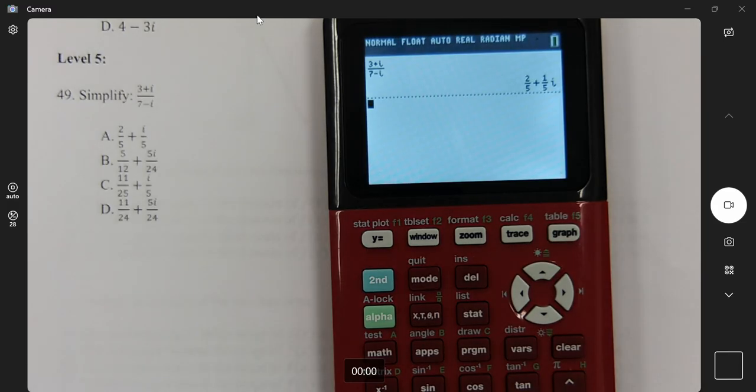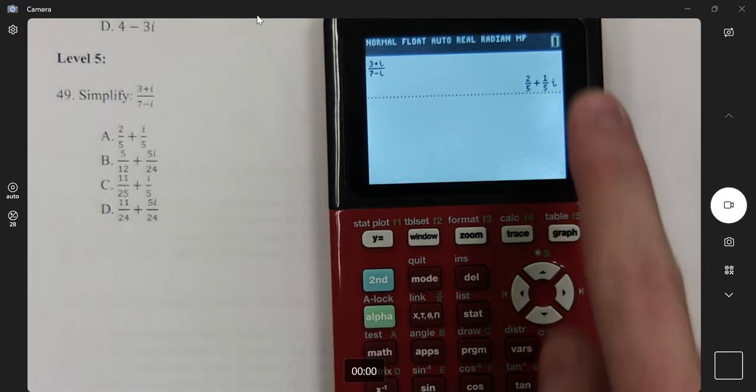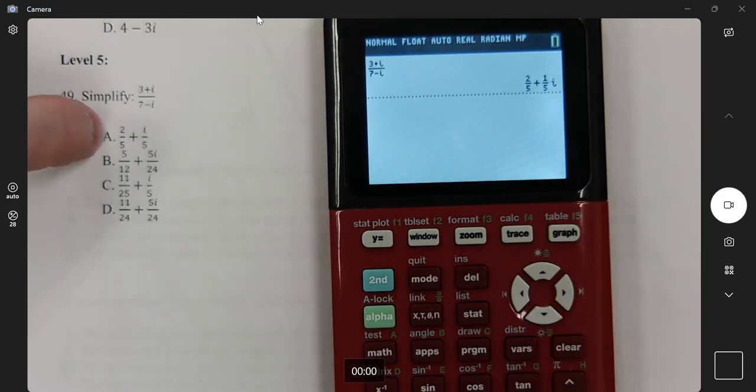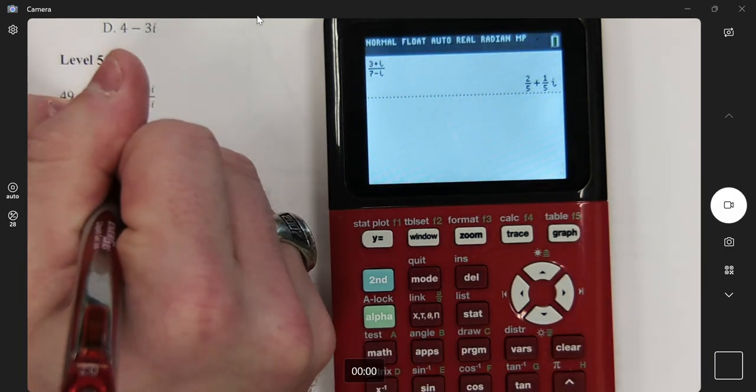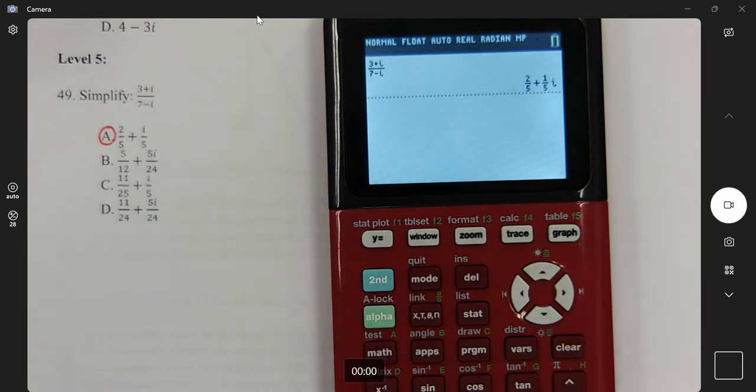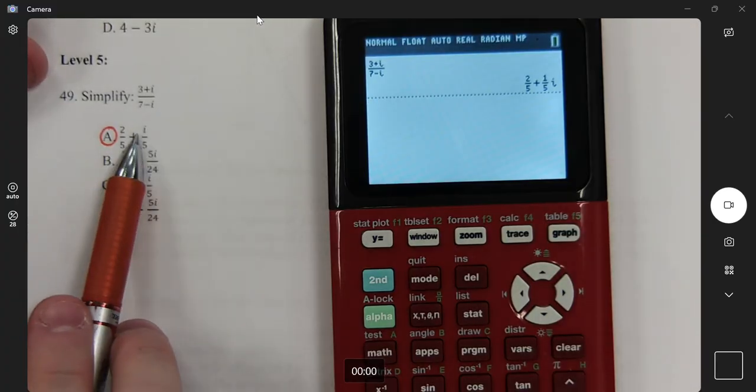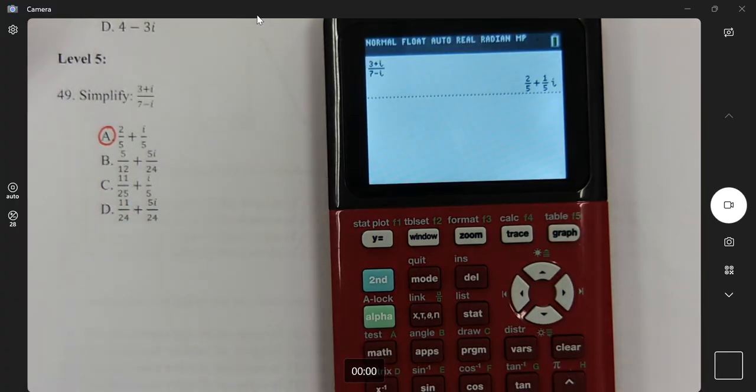I'll tell you, the calculator has it right. The answer choice is equivalent to A, but technically A's answer is not written in standard form because that i should have been written next to the fraction. But, I mean, I guess that's just splitting hairs at that point.